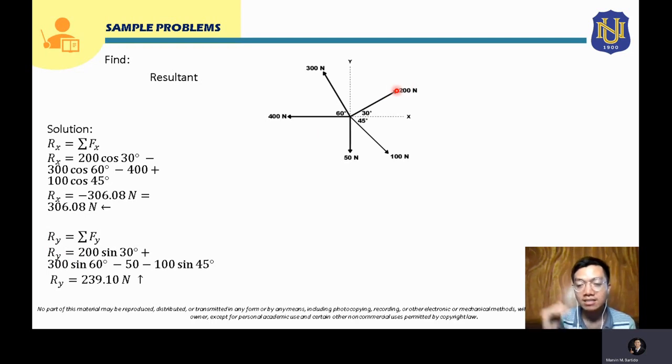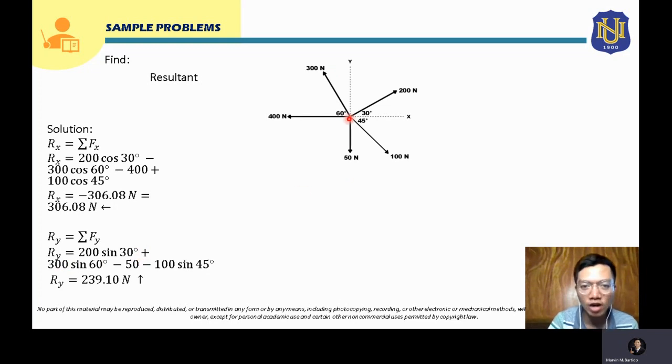So that will be 200 sine 30. Since this is directed upward, this will be positive. That's why it's positive 200 sine 30 degrees here. Also, for the next force, that will be 300 Newton. The vertical component here will be 300 sine 60 degrees. Since this is directed upward, this will be positive 300 sine 60 degrees.